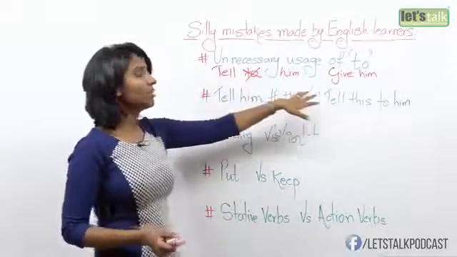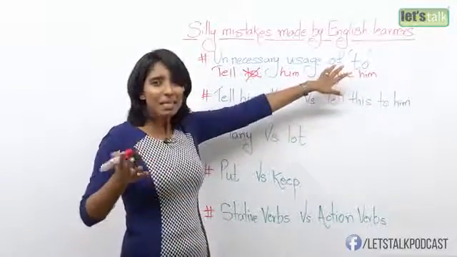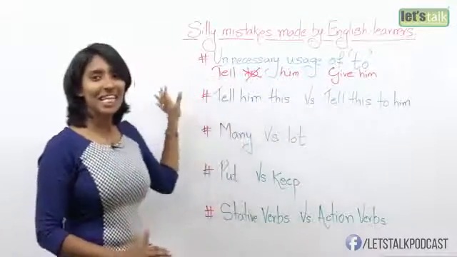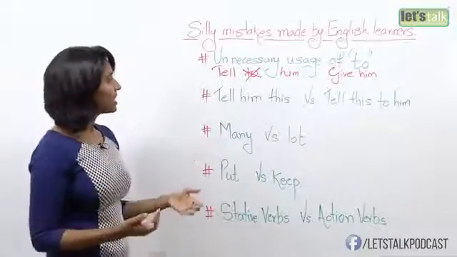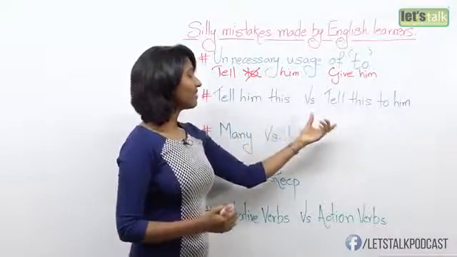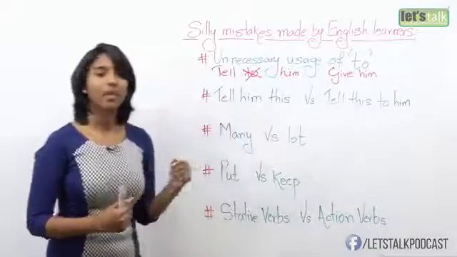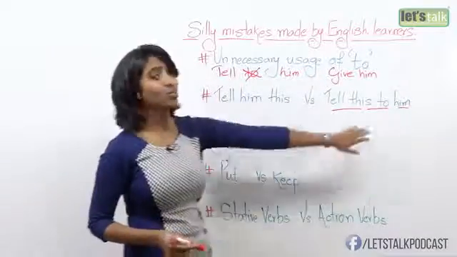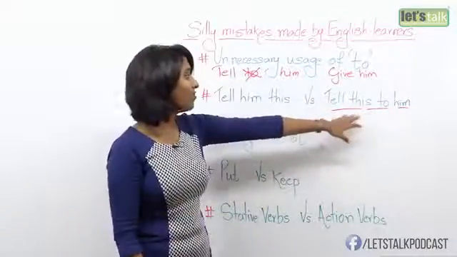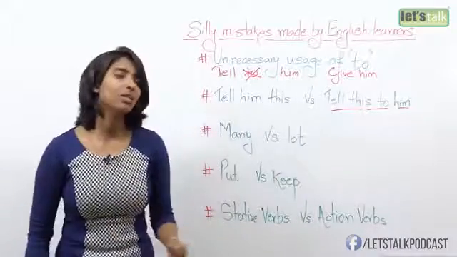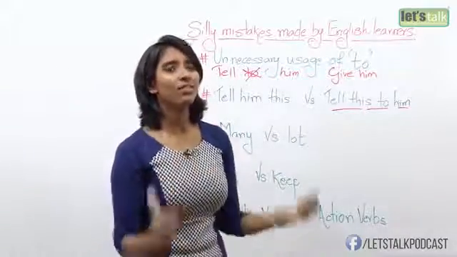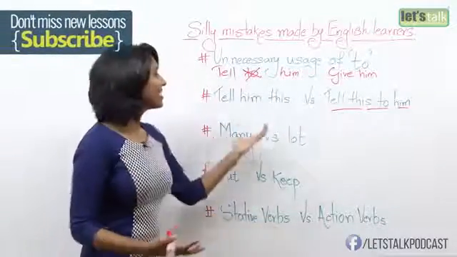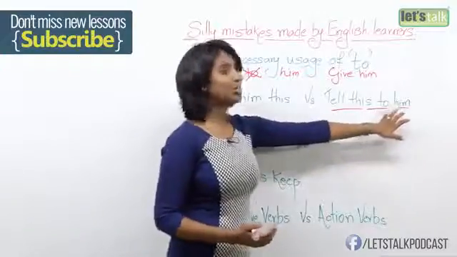So "tell to him", "give to him". "Give to him" may sound right at some places, but generally it's usually wrong. "Give him", "tell him". The next one is "tell him this" versus "tell this to him". What do I mean, "tell this to him"? Again, unnecessary usage of "to". Can you please tell this to him that I love him? No. Can you please tell him this, that I love him? "Tell him this" and not "tell this to him".